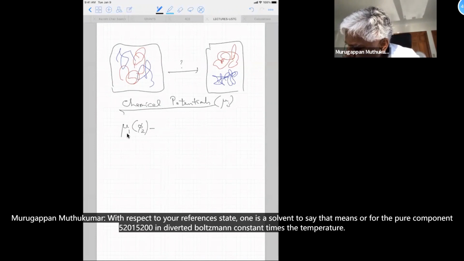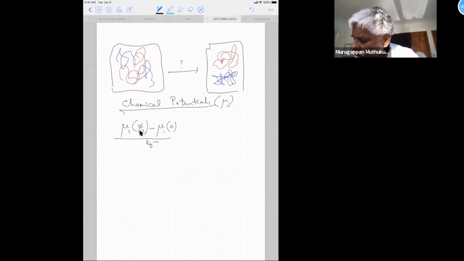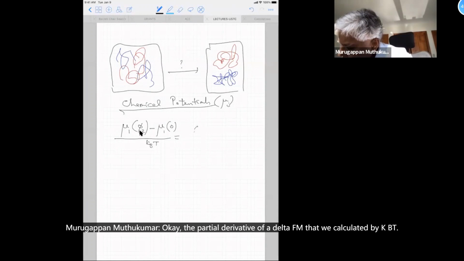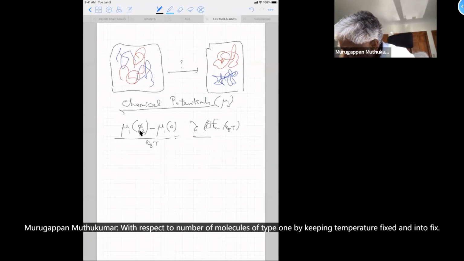With respect to a reference state, 1 is a solvent, say. That means, for the pure component, phi2 will be 0. So mu1 at phi2 minus mu1 at phi2 equal to 0, divided by Boltzmann constant times the temperature, is equal to the partial derivative of delta Fm that we calculated, divided by kBT, with respect to the number of molecules of type 1, keeping temperature fixed and N2 fixed.